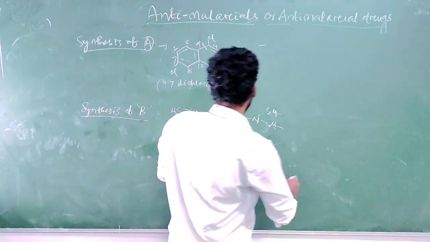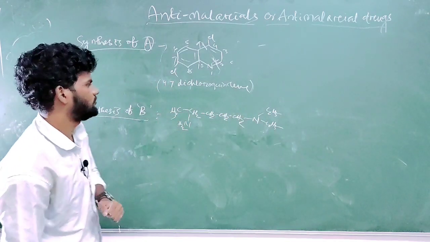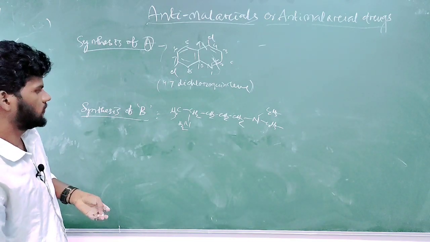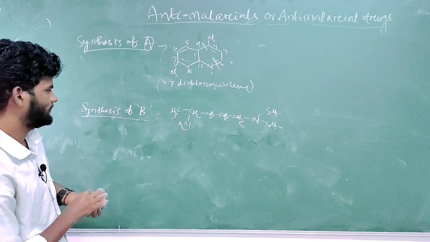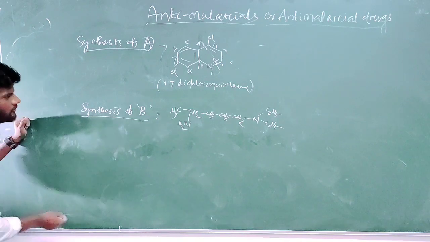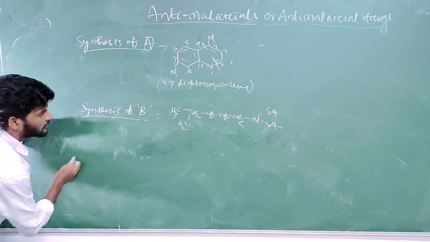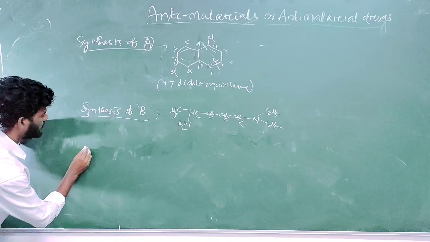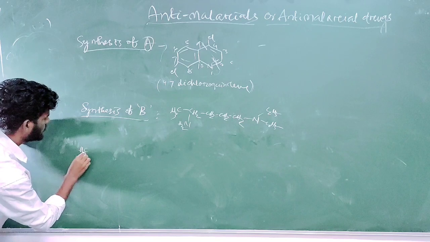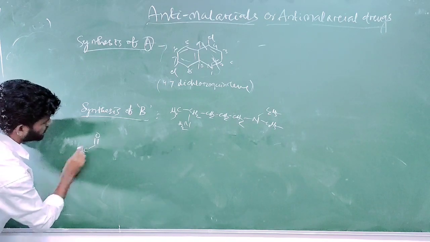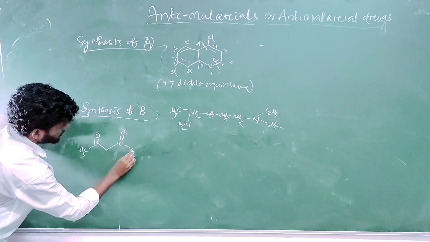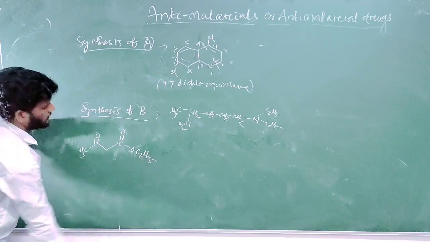Okay, so how to synthesize this B structure? What will be the starting material? Let us suppose we take ethyl acetoacetate as the starting material. What is that? Ethyl acetoacetate. Acetate group, ethyl acetoacetate, an ester.